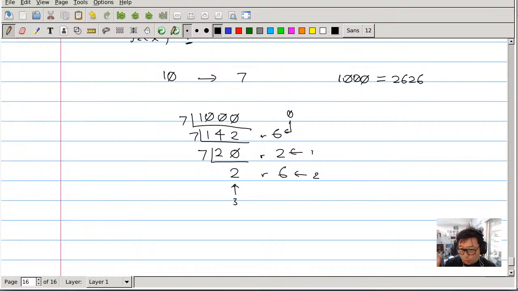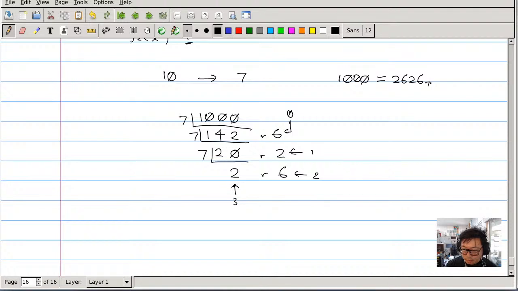Okay, I just pulled 1000 out of thin air, and I also pulled 7, which is the new base, also out of thin air. It just so happens that we got a kind of interesting pattern here. Okay, 2626 in base 7 is representing what we know as 1000 in base 10. So is that okay so far?